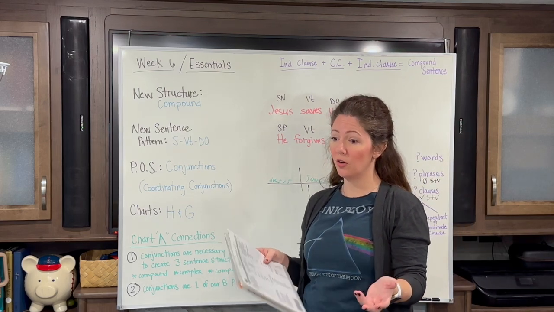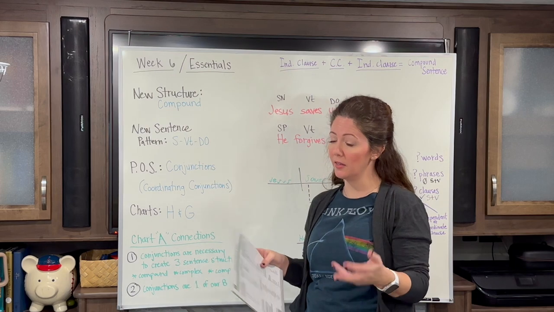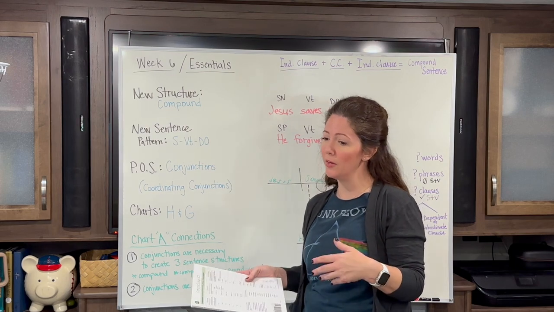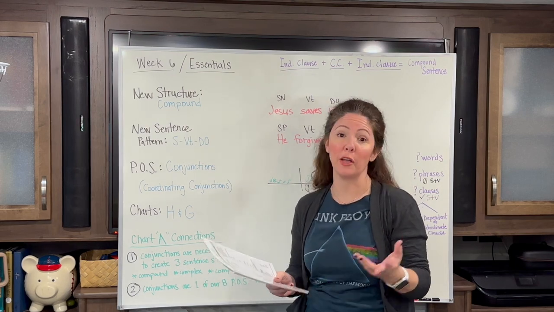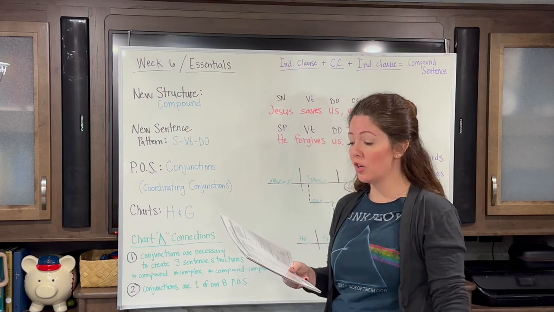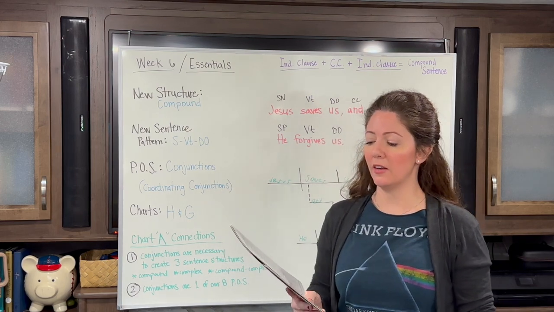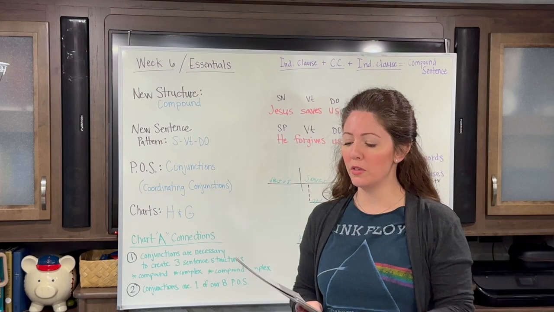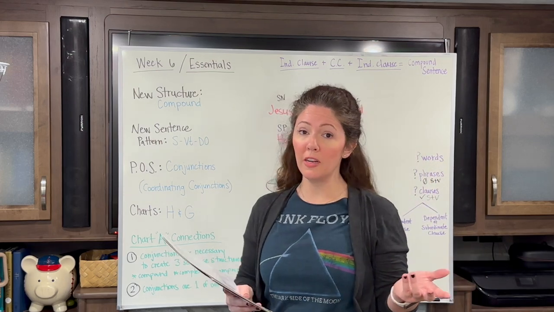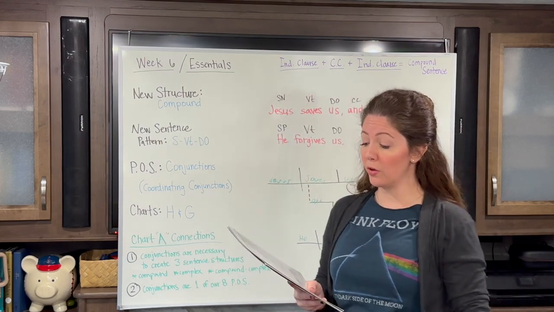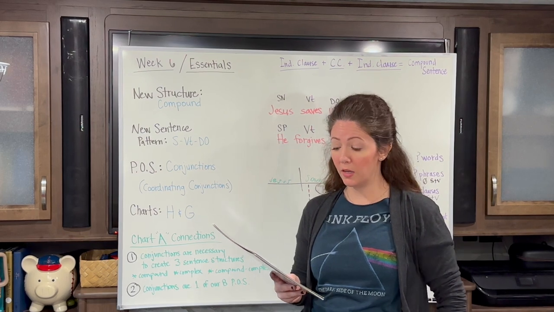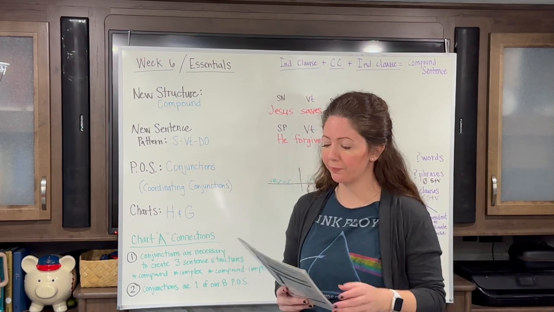Correlative conjunctions always come in pairs and connect words of equal importance. Either, or, neither, nor, both, and, whether, or, not only, but also, not, but.